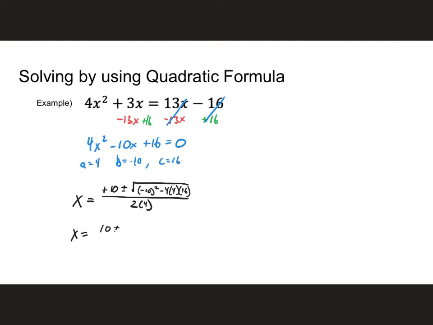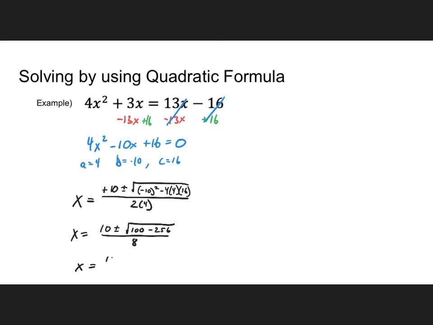That's 10 plus or minus the square root of negative 10 squared. Be careful, that's negative 10 times negative 10. If you're not careful in your calculator, you'll get a negative sign, so please be careful with that. Put the negative in the parentheses. Negative 10 in parentheses, then square it. Let's see here. 4 times 16 is 256. So minus 256 all over 8.